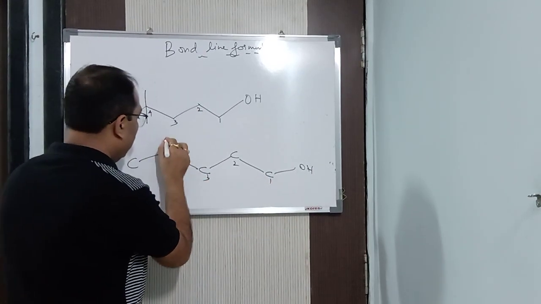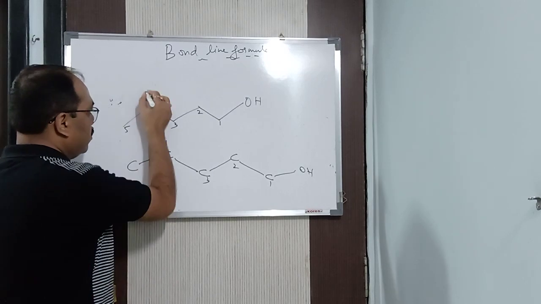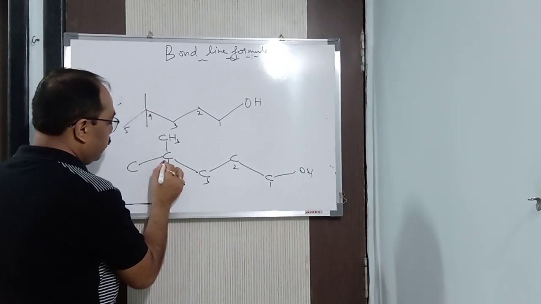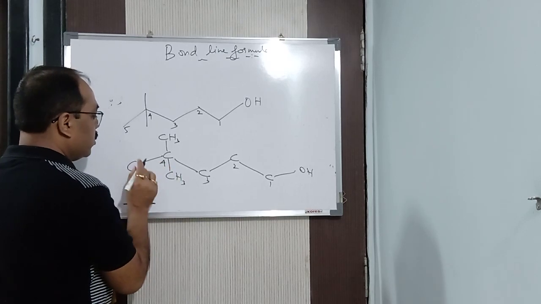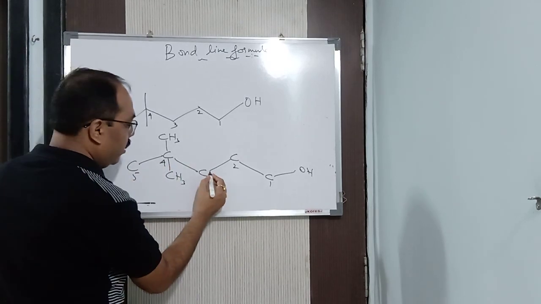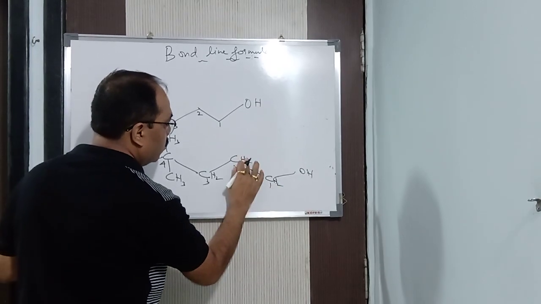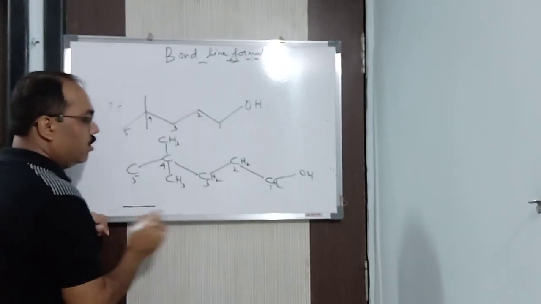1, 2, 3. Here 2 is there. This line is there. So that means here 1 CH3 and here 1 CH3. This is 4. This is 5. Finished. In this way you got it. Now let me put the hydrogen here. CH2. CH2. Here also CH2. Got it? So what did you get?